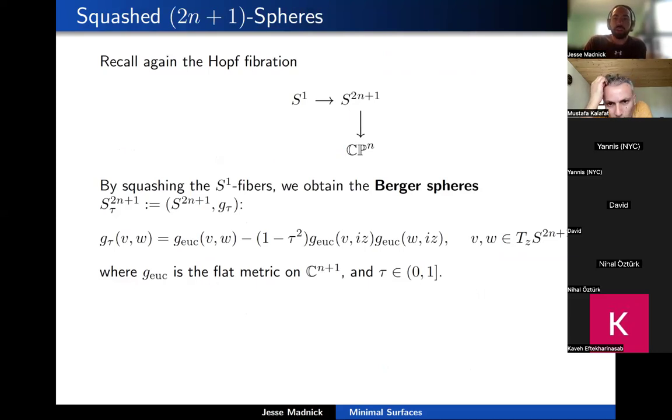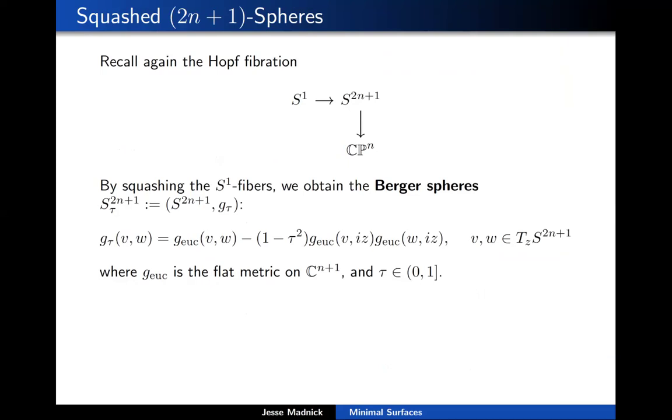Another direction, switching gears slightly, related to minimal submanifolds and spheres are these so-called Berger spheres, which have received some attention lately. So recall again, one more time, this Hopf fibration, which I'm denoting by P. The (2n+1)-sphere is this S^1 bundle over CP^n. You can take the S^1 fibers and squash them by a factor of tau. Tau is positive. And in doing so, you get these so-called Berger spheres.